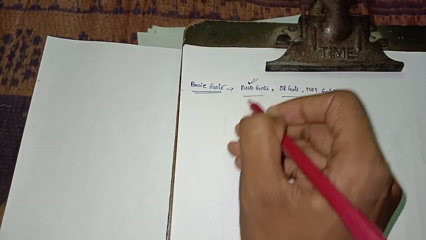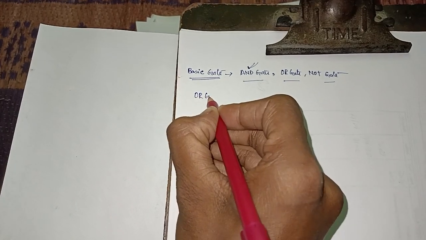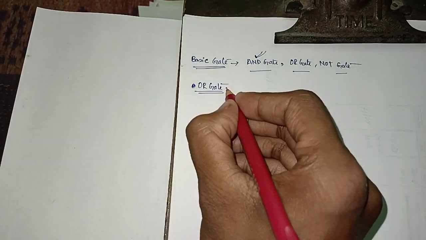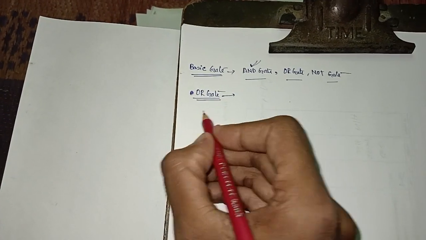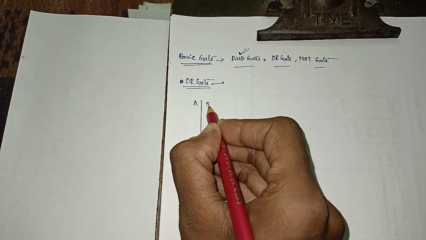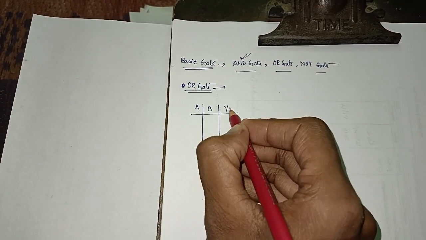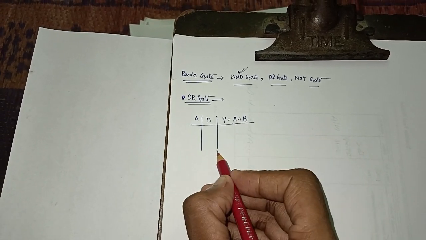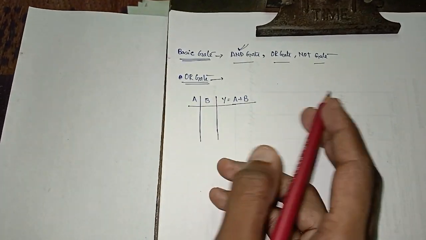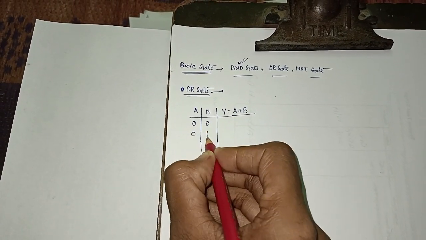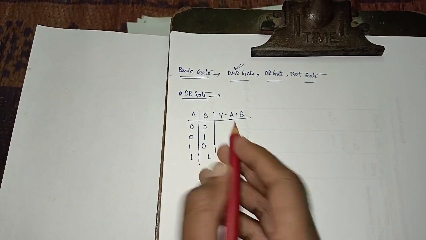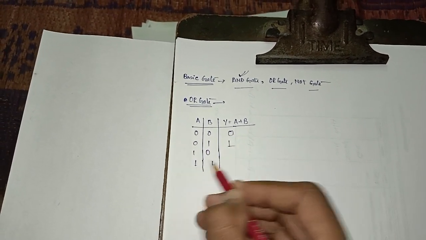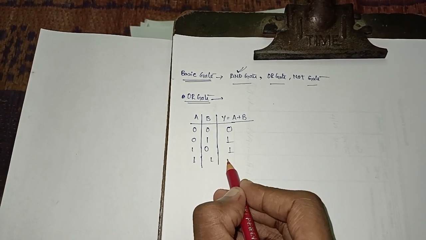Previously we discussed the AND gate. Today we are discussing the OR gate. The term OR means any one. If we have two inputs, A and B, then OR means Y equals A or B, and the OR symbol is plus. From the two inputs we have four combinations: 0 0, 0 1, 1 0, and 1 1. For OR, 0 0 gives 0, 0 1 gives 1, 1 0 gives 1, and 1 1 gives 1.